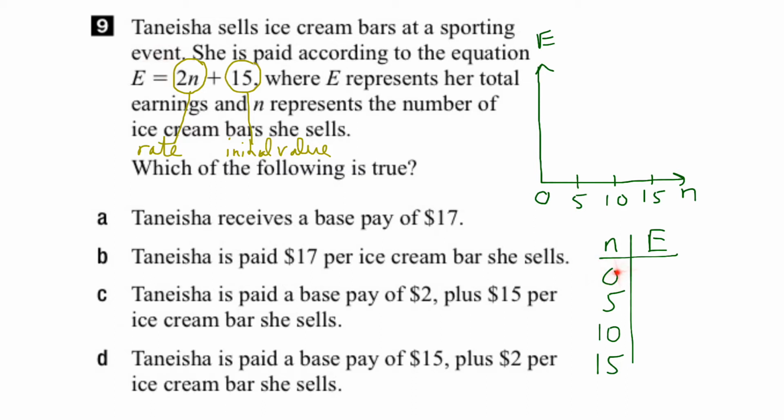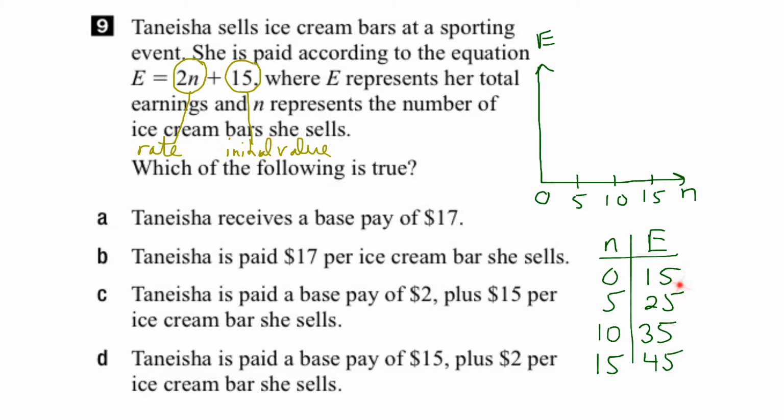Okay, so we put 0 into the equation. 2 times 0 would be 0 plus 15 would give us an earnings of $15. If she sold 5 bars, 2 times 5 is 10, plus 15 is $25 that she would make. And then if she sold 10 bars, 10 times 2 would be 20, plus 15 would be 35. And if she sold 15 bars, 15 times 2 would be 30, plus 15 is $45.